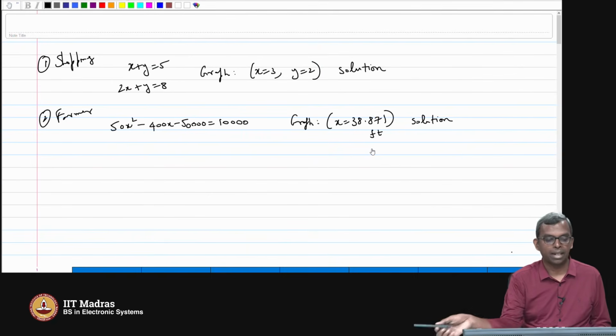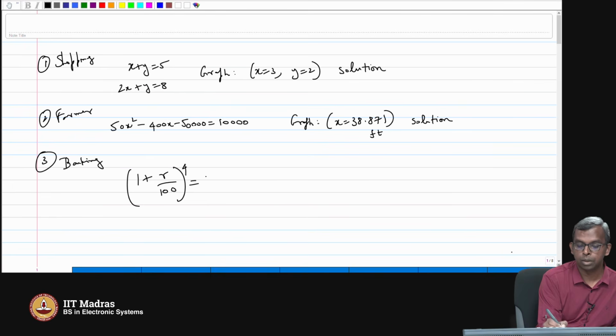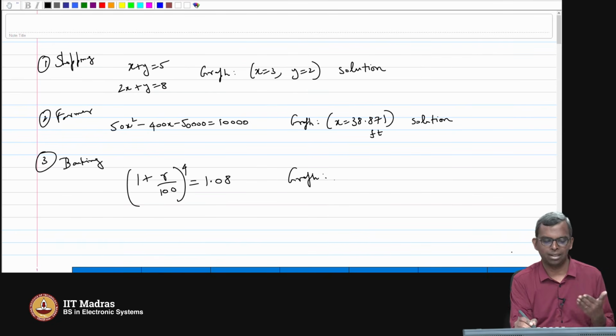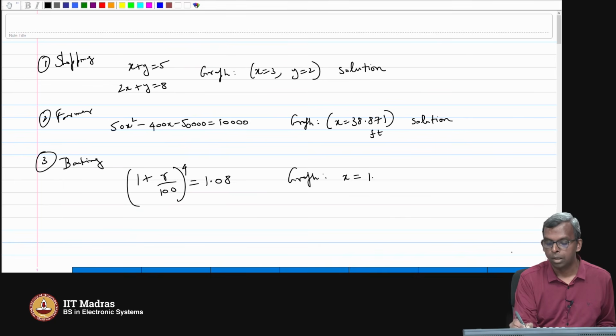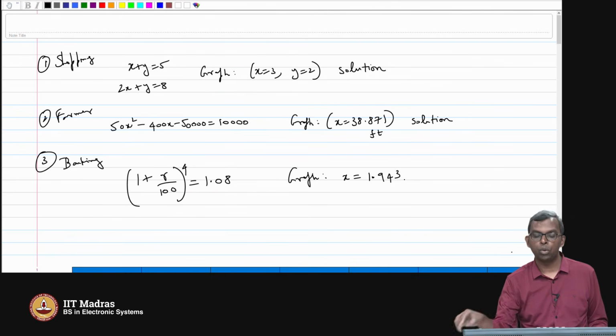So that's the bank interest solution, right? So the banking problem had this (1 plus R by 100) raised to the power 4 equals 1.08, and the graph is telling you that, sorry, let me just write R. Okay, so there we wrote X, here we are writing R, both of them are the same, 1.943. Okay, so a 1.943 quarterly rate will give you 8% annual rate.